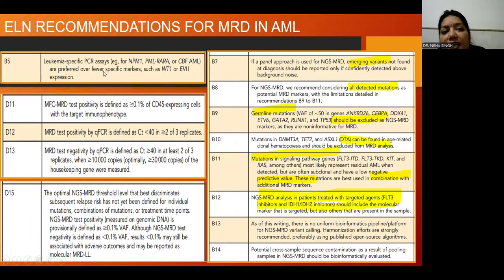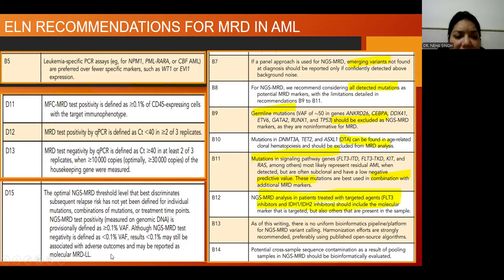So we need to look at some of the ELN recommendations. For AML MRD, you need to report anything more than 0.1% on flow cytometry. But even if it is less, you need to report that. For qPCR, if you want to label something as positive, you need to have a CT value of less than 40 in 2 out of 3 replicates. And the housekeeping genes should be at least more than 10,000. In NGS MRD also, the clinical cutoff has been taken as 0.1% VAF, but the studies have observed that anything less than 0.1% also has been associated with adverse outcomes.